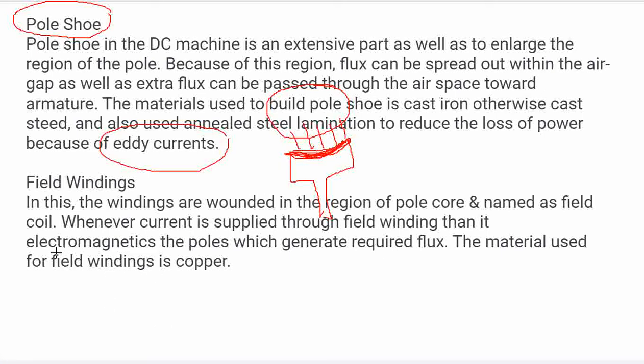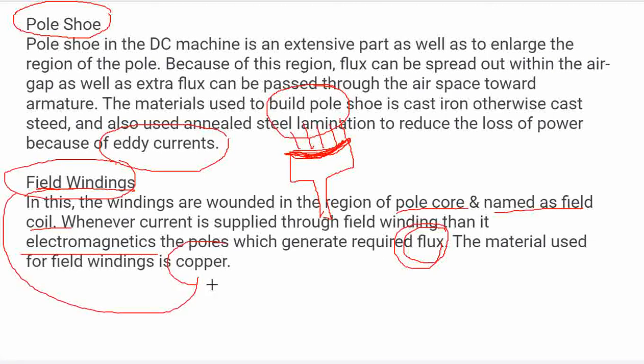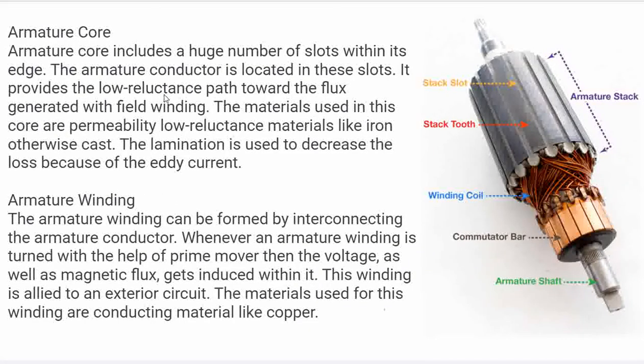Next, field winding. What is the purpose of field winding? The field windings are wound in the region of the pole core and are named the field coil. Whenever current is applied through it, it acts as an electromagnet so that flux is generated. The field coils are made of copper. Why? Because copper is a good conductor.